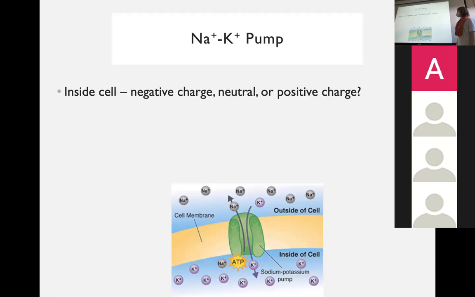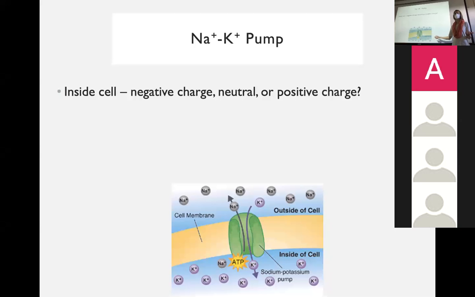Okay, so let's think about the charge difference here. Both of these are positive ions, right? Sodium is positive, potassium is positive. If we're kicking 3 positive things out and only bringing 2 positive things into the cell, what does the charge become inside the cell? Positive, negative, or neutral over time?